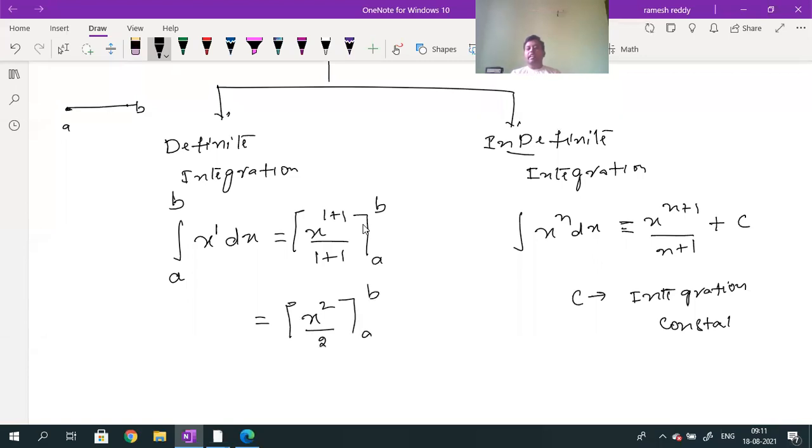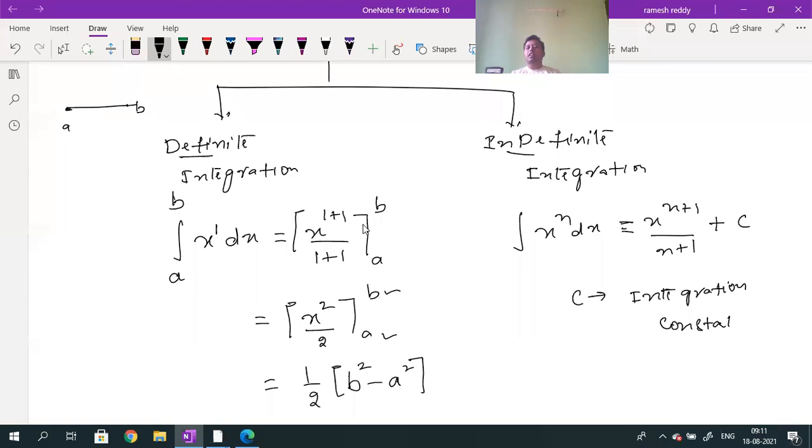Here you should listen carefully. Only the x value varies. How can I write the limits? This is called the upper limit, this is called the lower limit. Always in limit substitution, upper limit minus lower limit. So upper limit minus lower limit, as per the answer, b square by 2 minus a square by 2. In this integration, the constant is not required.